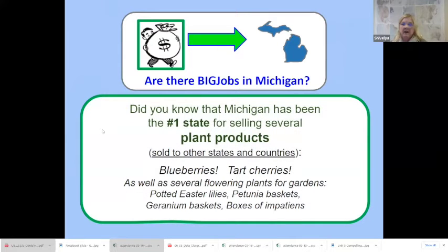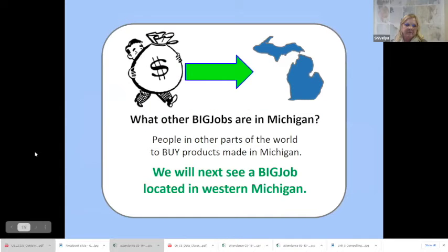Other things, for instance, our agricultural industry. We sell so many agricultural products besides food, potted plants and so forth. And that's a huge impact. That's considered another big job.